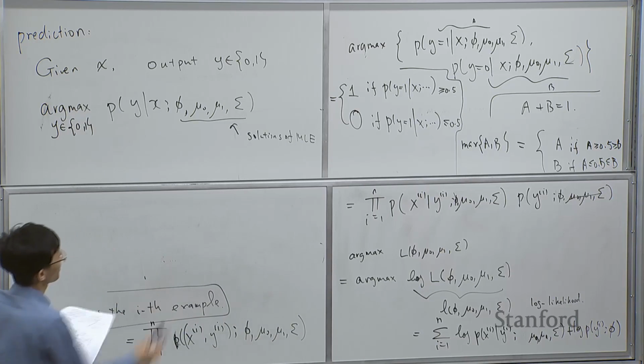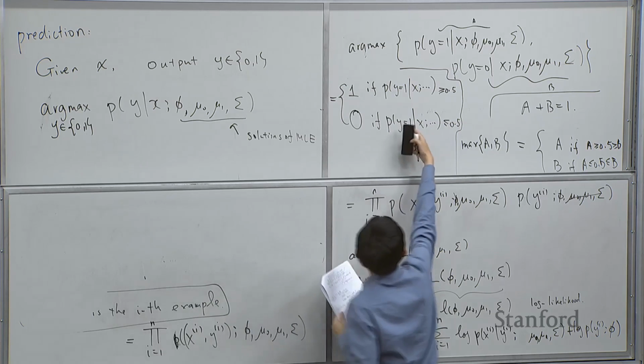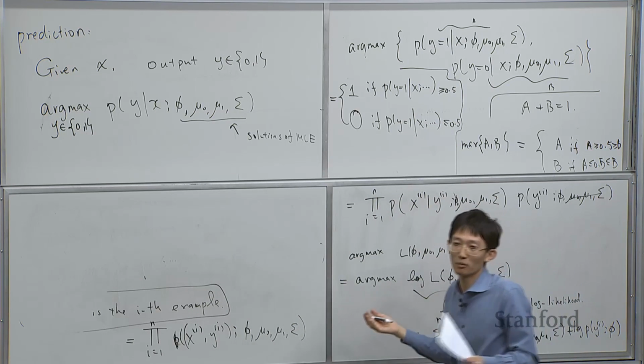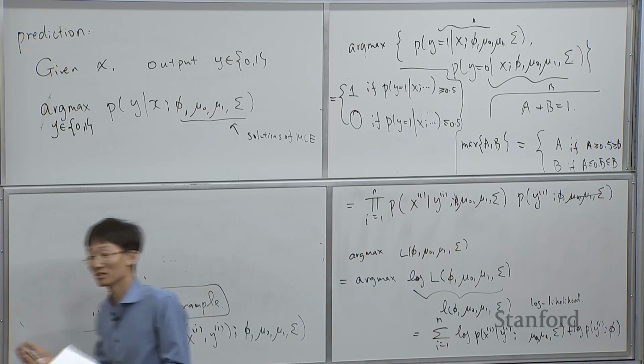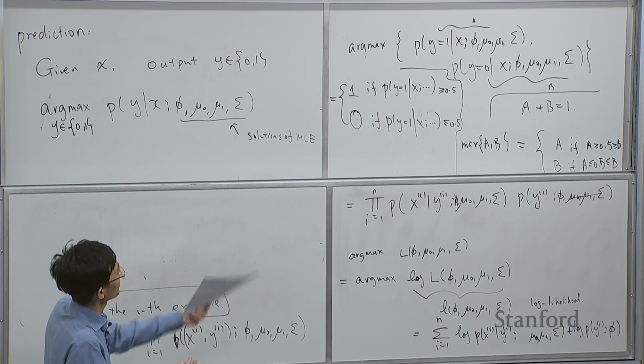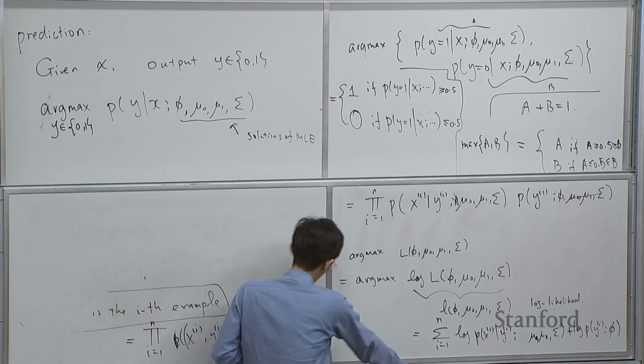Which also makes sense, right? This is saying that if the probability of y being 1 is larger, then you choose 1. Otherwise, you choose 0. That's it. I just mathematically derived that for you.